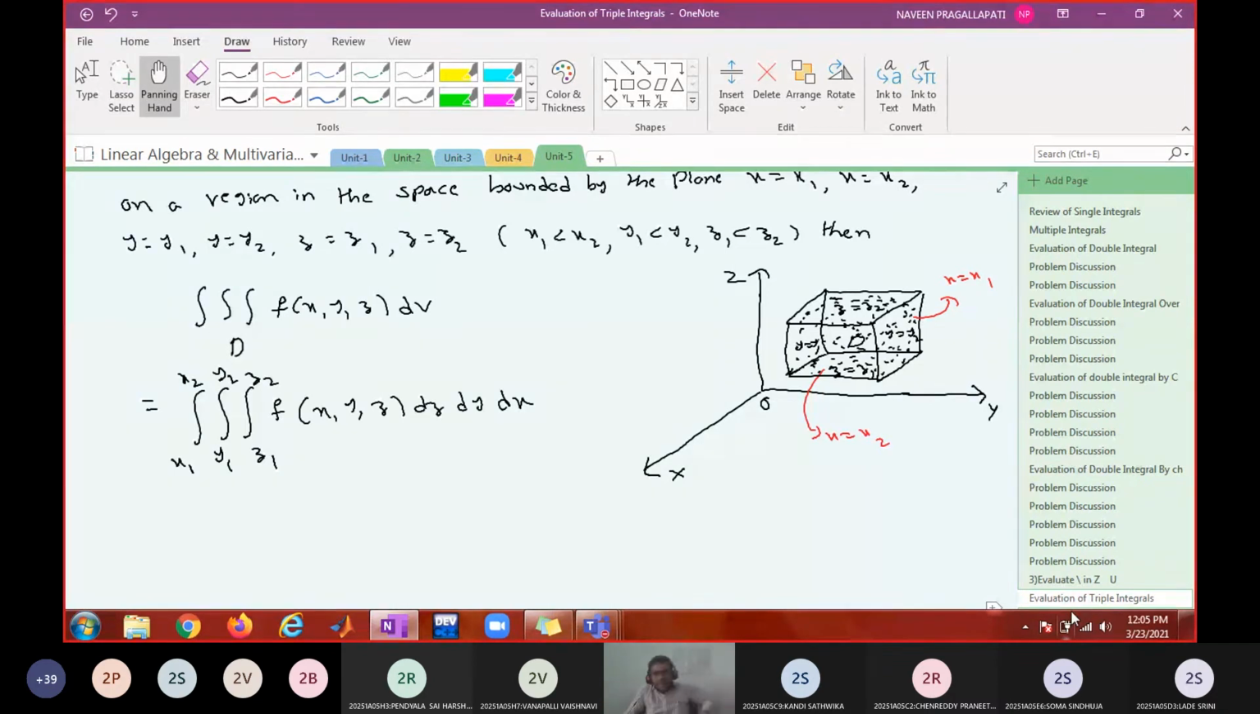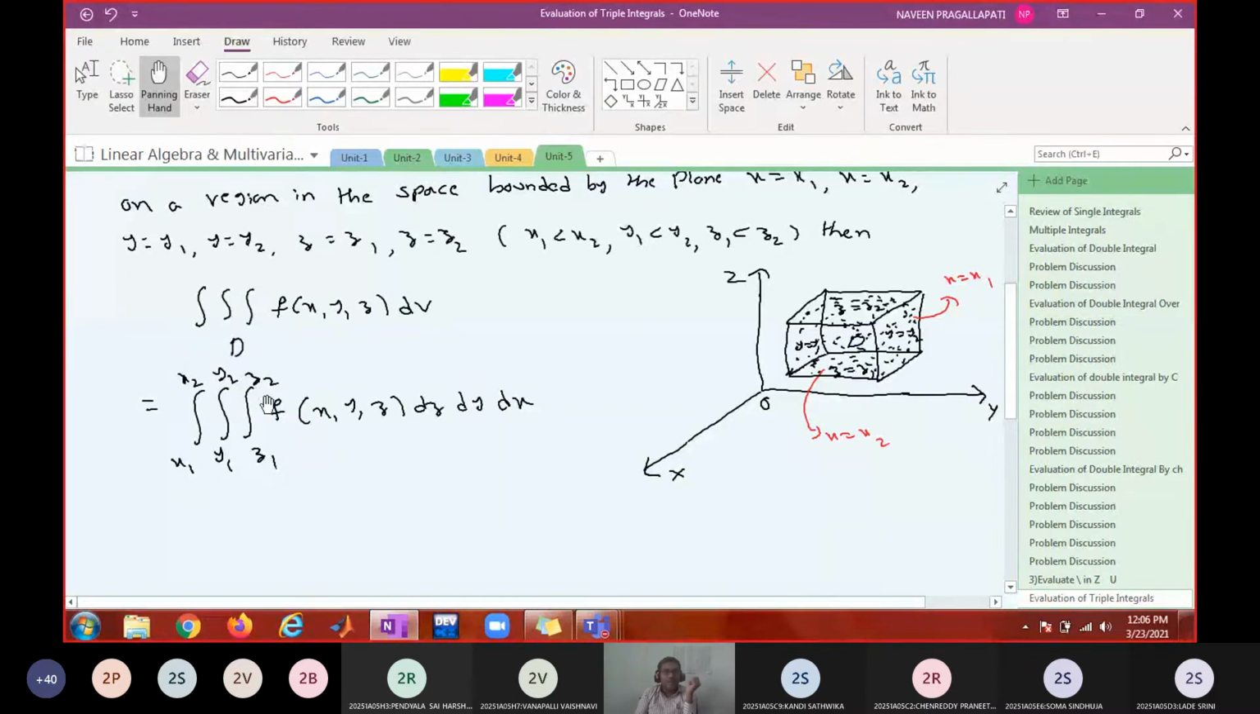So when you are integrating with respect to z, which variables are to be treated as constants? x and y. So simply integrate with respect to z by treating x and y as constants. Substitute these limits in place of z. The outcome is a function of x and y. Then two integrals remain with respect to y and x. That becomes a double integral.